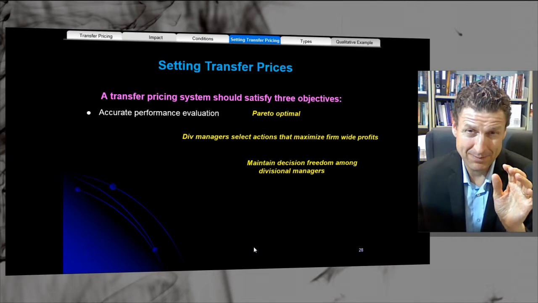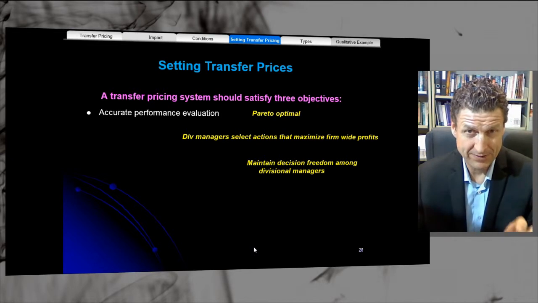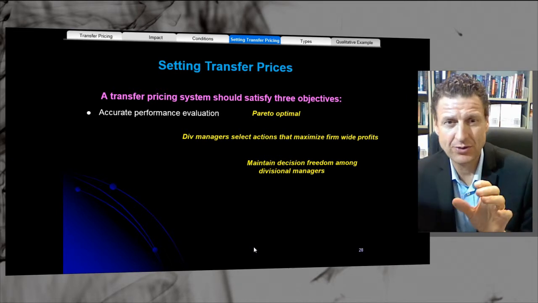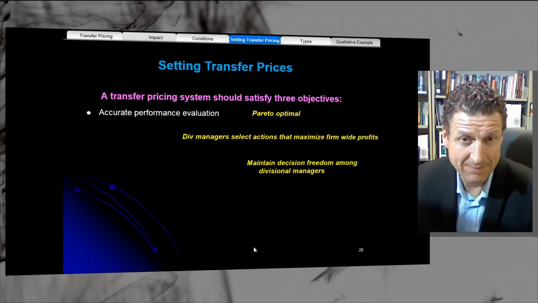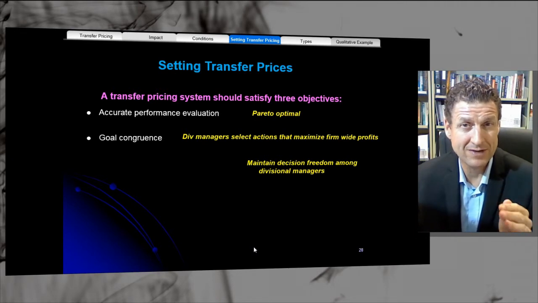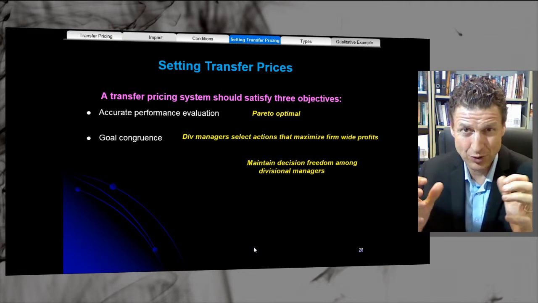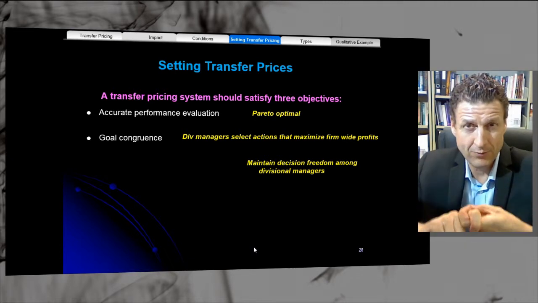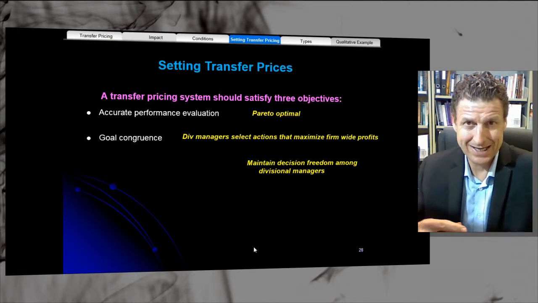So we want to have some form of gauging the performance of different divisions in a decentralized environment. So accurate performance information, transfer pricing can help with accurate performance evaluation. Now, we also may want to use transfer pricing to help achieve some form of goal congruence. That is, the divisions don't work against each other, they actually work together. They're all in one for all for one for all for the company as a whole. So the division in Melbourne does not handicap the division in Sydney.